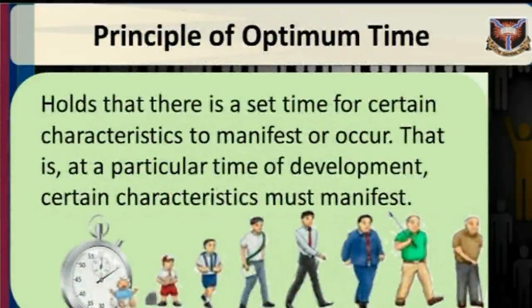Principle of optimum time. The principle holds that there is a set time for certain characteristics to manifest or occur. That is, at a particular time of development, certain characteristics must manifest. For example, a child starts walking at age 2 or so.